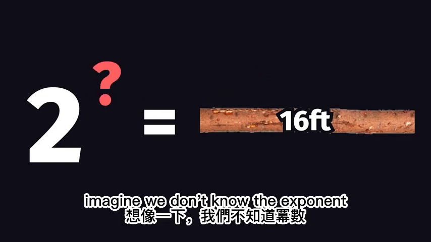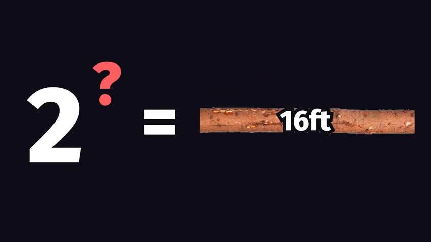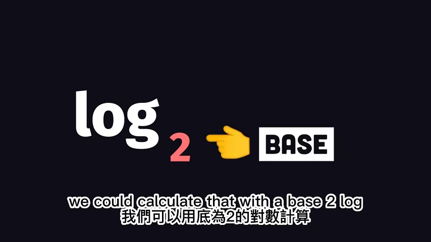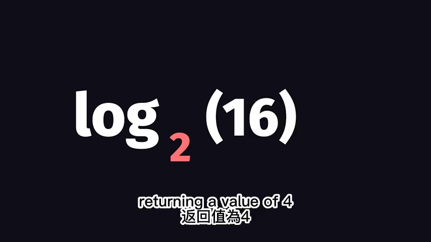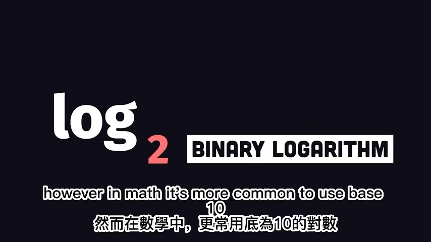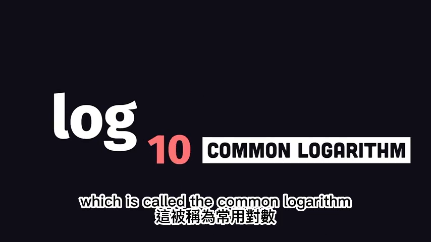Imagine we don't know the exponent, we only know the original length, and want to figure out how many times we'd have to cut the log to get a length of 2. We could calculate that with a base 2 log on the original length, returning a value of 4. When it's base 2, it's called a binary logarithm. However, in math, it's more common to use base 10, which is called the common logarithm.